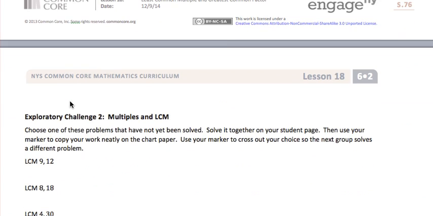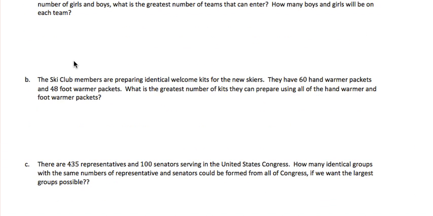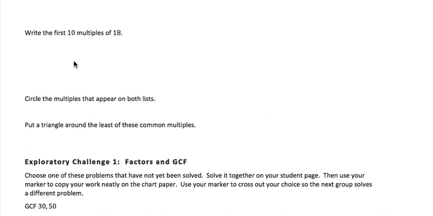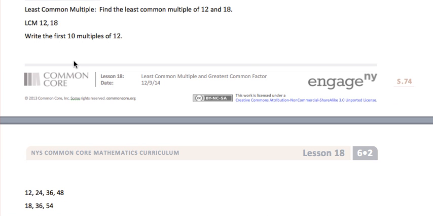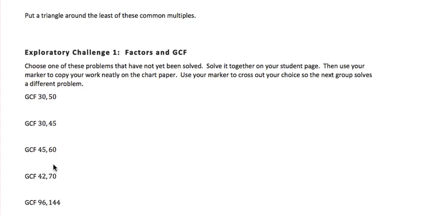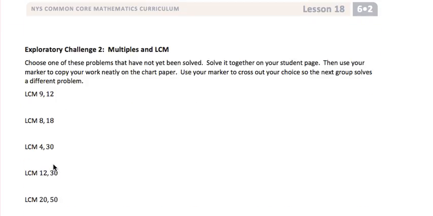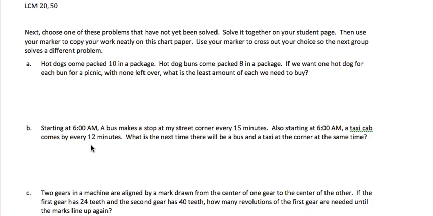Exploratory Challenge 2 is multiples and least common multiple. And so you will do the same thing with a pair of numbers that we did in our example 2. We listed the multiples and we found the smallest number that was on both lists. After you complete that part, you will have a word problem that you'll complete as well. And you'll be finding the least common multiple and make sure that you answer all of the questions that are asked.